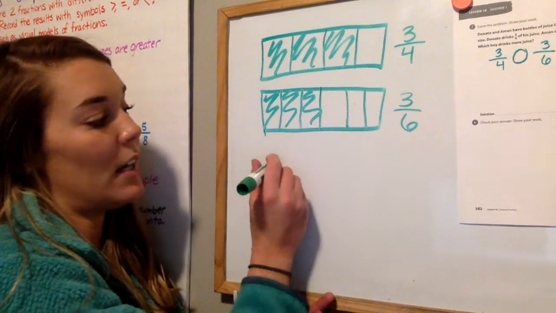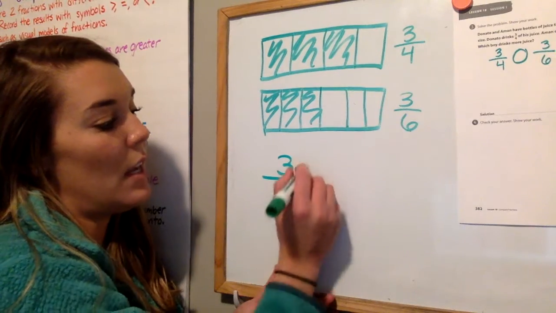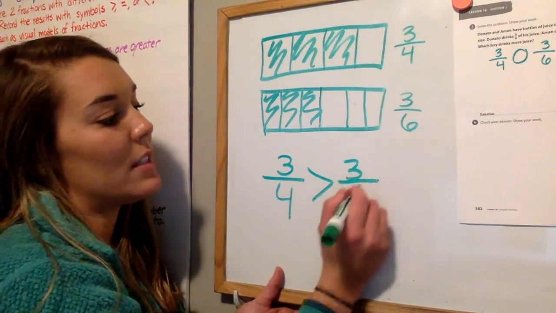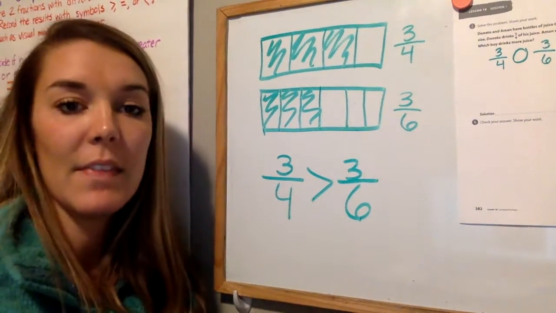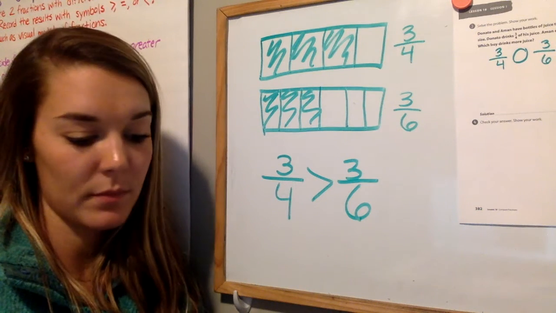So we're just going to write it again underneath. 3/4 is greater than 3/6. And that's going to be your answer for number 4.